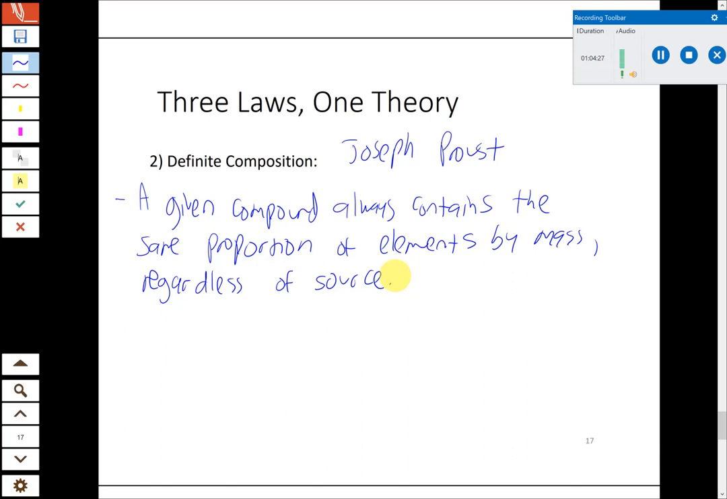What we mean by regardless of source is that it doesn't matter where that compound comes from, it's always going to be the same anywhere. The example we're going to give is carbon dioxide. We've all heard of carbon dioxide. It's the gas that we exhale when we breathe out. It's also formed when you burn something. And whether it's the carbon dioxide that you breathe out, carbon dioxide from burning, or carbon dioxide released from the ocean when it warms up, any source of carbon dioxide you can think of is going to have the same mass ratio of carbon and oxygen. It doesn't matter where it comes from.